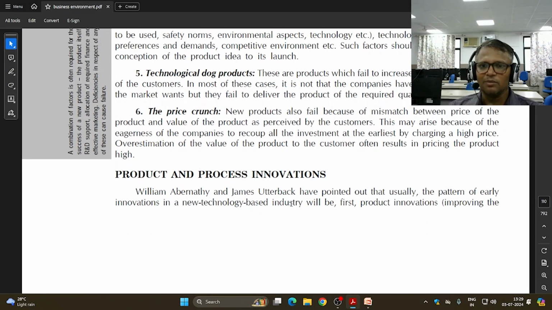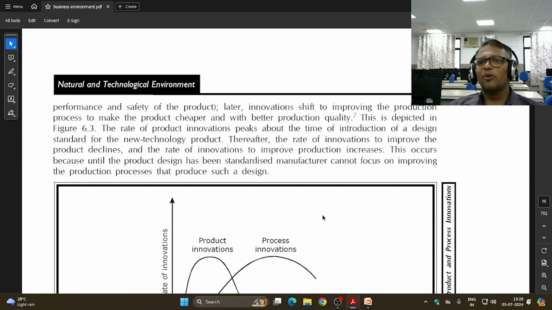The product and process innovations were studied by Abernathy and James Utterback, who have pointed out that the early innovation in the new technology-based industries will be first product innovation, improving the performance and the safety of the product. Later innovation shifts to improving the production processes to make the product cheaper with better production quality. This is depicted in figure 6.3.